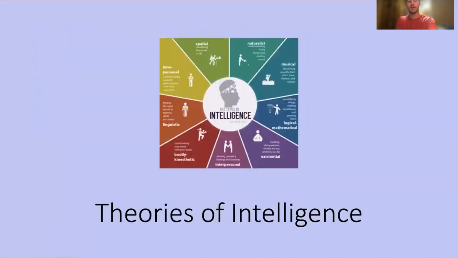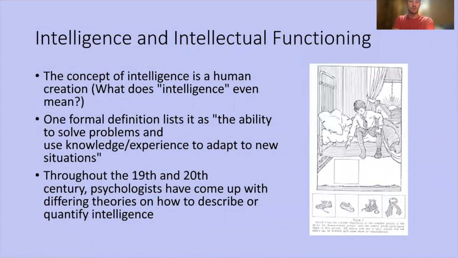Okay, so we're going to talk now about some theories of intelligence. We'll start with the early ones, and then we will make our way to modern day. So the concept of intelligence is a human creation. So just keep that in mind as we are studying all of this, because a lot of different people have a lot of different definitions for what intelligence is or how to define it. One formal definition lists it as the ability to solve problems and use knowledge or experience to adapt to new situations.